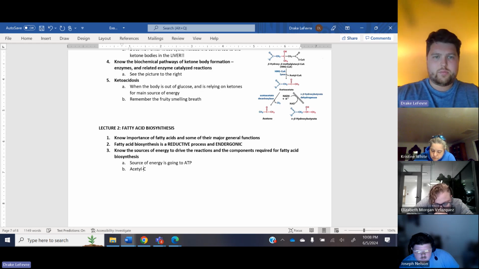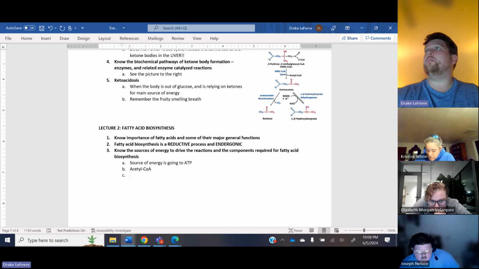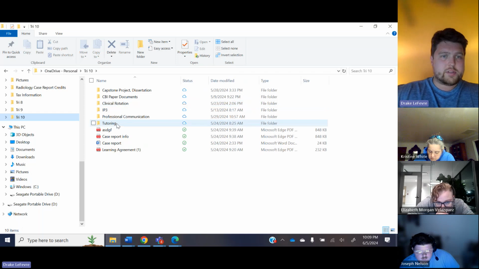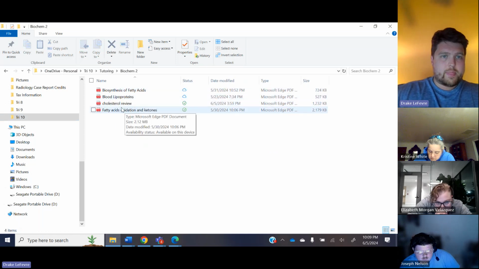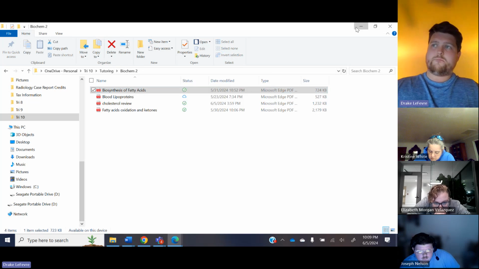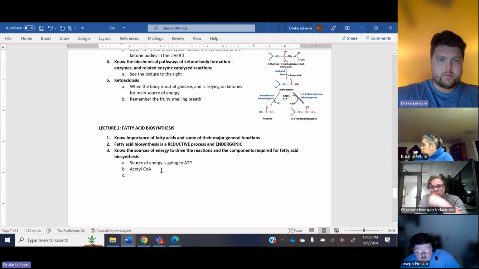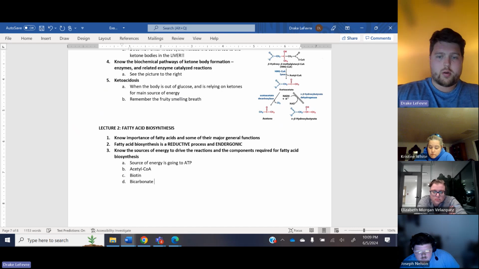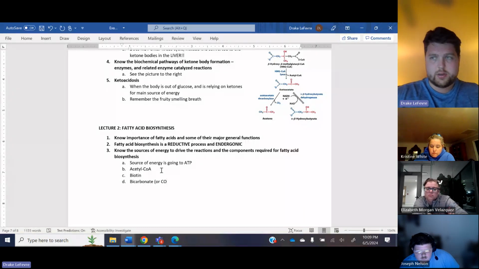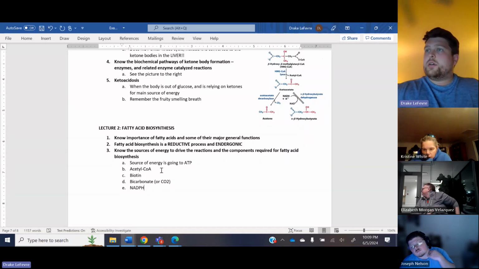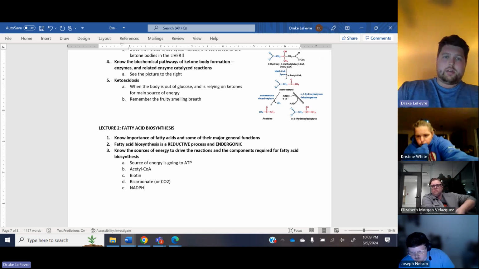We have acetyl-CoA, and the book has the Linus learning questions, does a really good job of telling us what specifically we need. We need biotin, we need bicarbonate or CO2, and NADPH. I think those are the main things that we need.